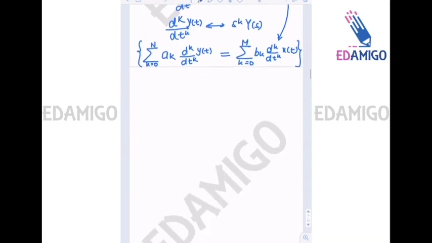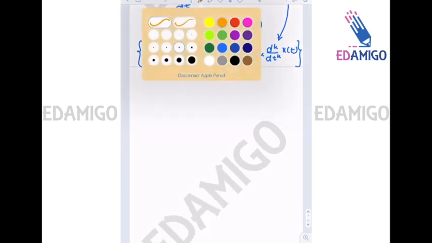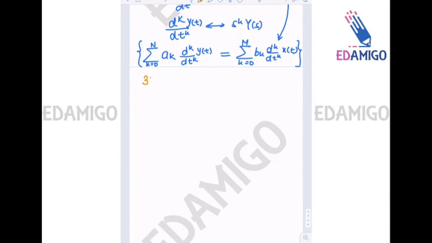Now there are three methods to do the conversion. We'll be studying all three methods to convert an analog filter into a digital filter. Now first of all, let's look at the requirements, because these requirements can be asked in the question.